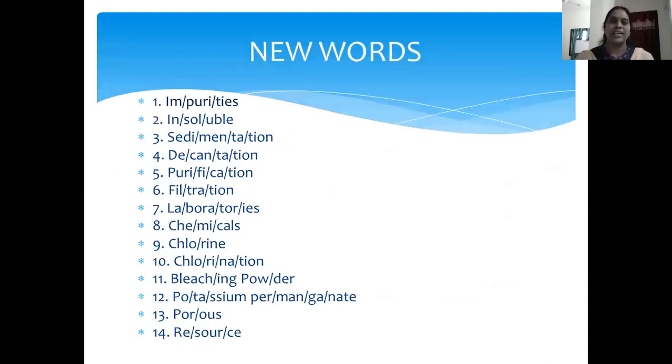New words: impurities, insoluble, sedimentation, decantation, purification, filtration, laboratories, chemicals, chlorine, chlorination, bleaching powder, potassium permanganate, porous, resource.